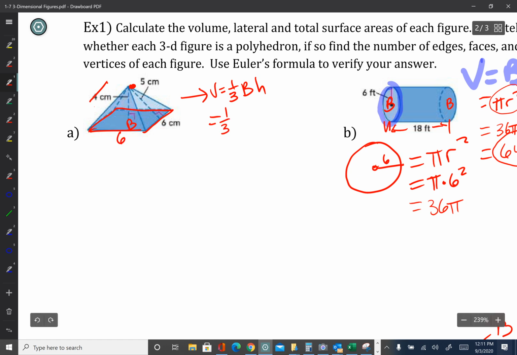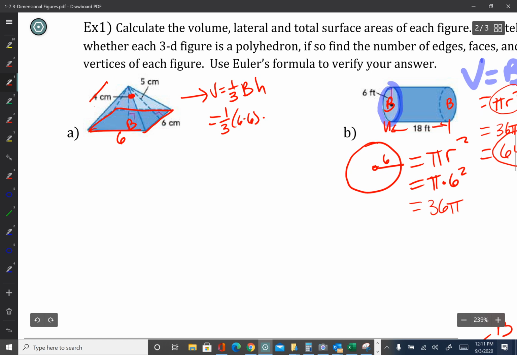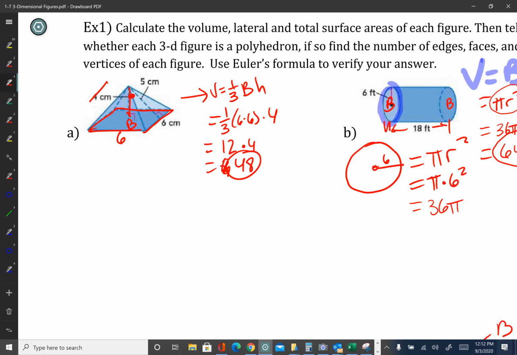So the volume is 1/3 of the area of the base. Well, I don't think they tell us, but that's also 6. So we've got to find the area of the base, which is 6 times 6, times the height. The height is the distance from the top of the pyramid straight down. Oh, that's the 4. So we're going to do 36 divided by 3, which is 12, times 4, which is 48. Okay? Just remember, think of it like a prism and just do 1/3 of it. Don't forget about the 1/3.